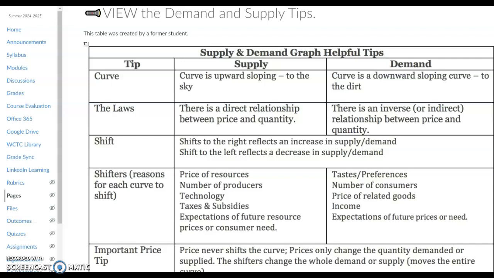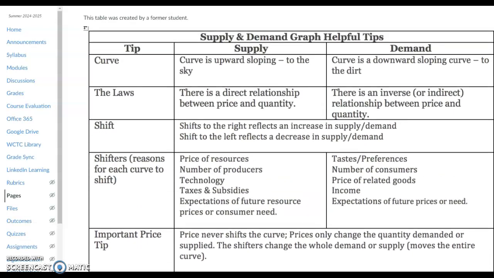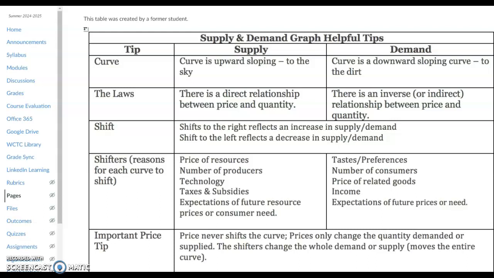So this is a very good list right here. And this is all again related to quantity demanded of products. We have to understand the direct relationship between price as well as quantity, as well as the demand, which is the inverse or indirect relationship between the price and the quantity. Do you think that COVID had an effect with this?